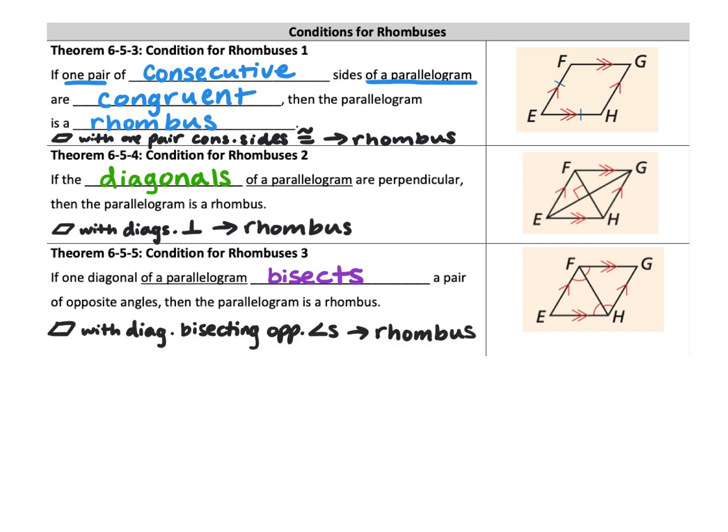The final condition for a rhombus is if one diagonal of a parallelogram bisects a pair of opposite angles, then the parallelogram is a rhombus. Notice in our picture here, we have this diagonal FH, and notice how FH is bisecting the angles so that all four of these little angles are congruent. So anytime a parallelogram has a diagonal that bisects opposite angles, you can conclude that it's a rhombus. Now that we have those conditions filled in, let's go ahead and look at an application.